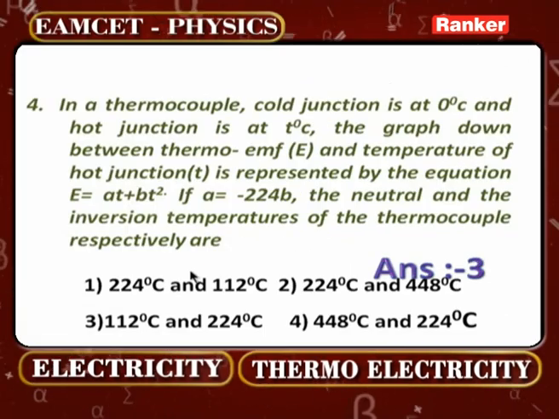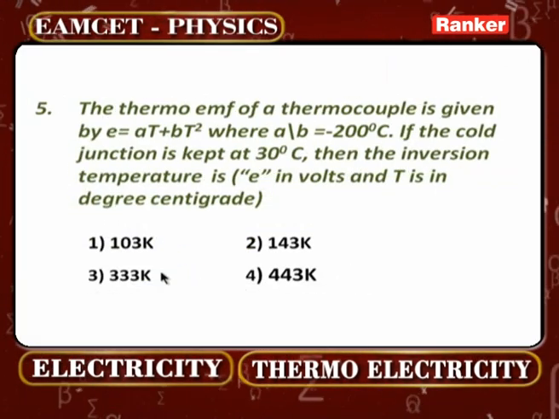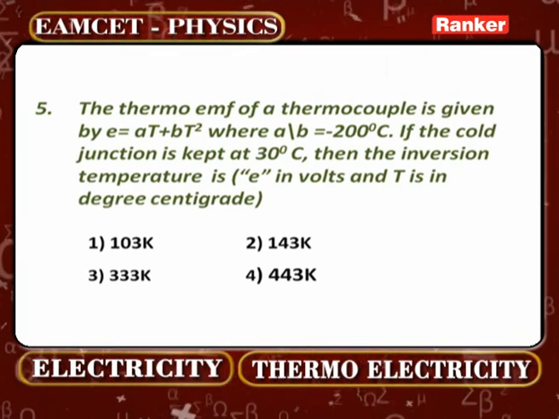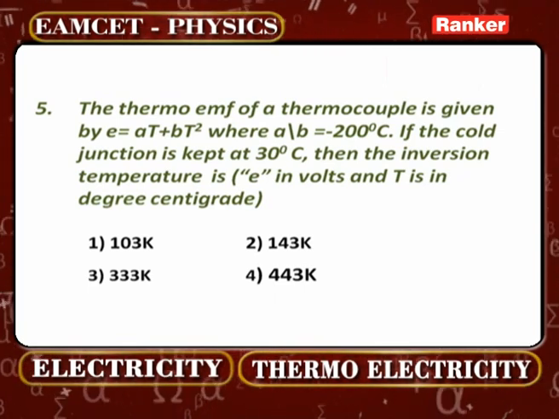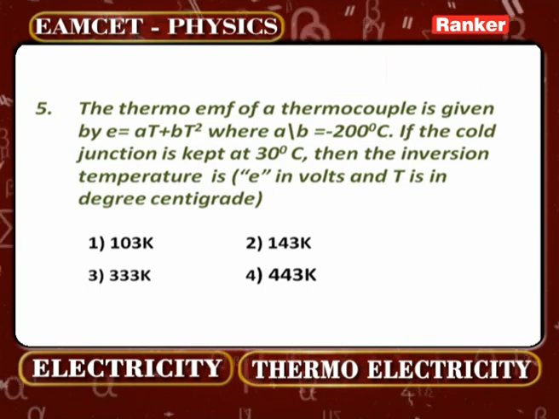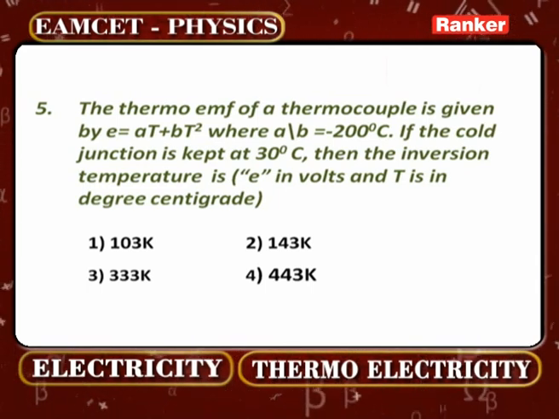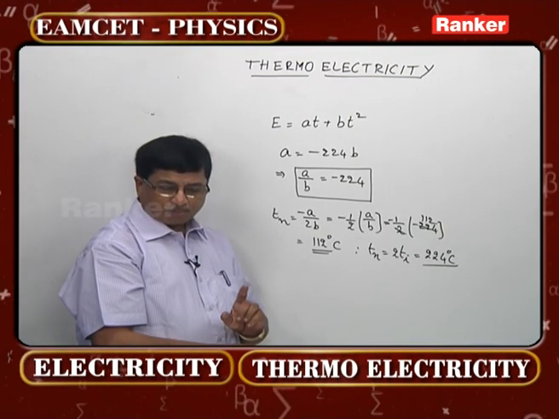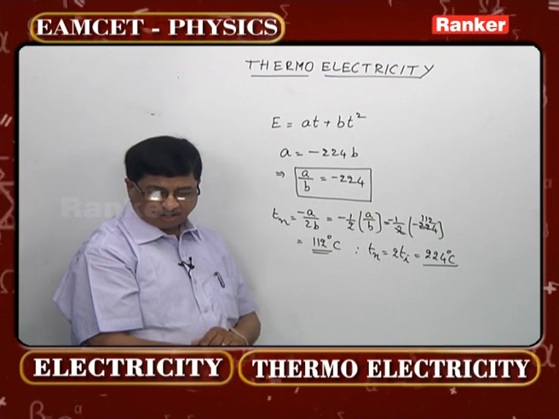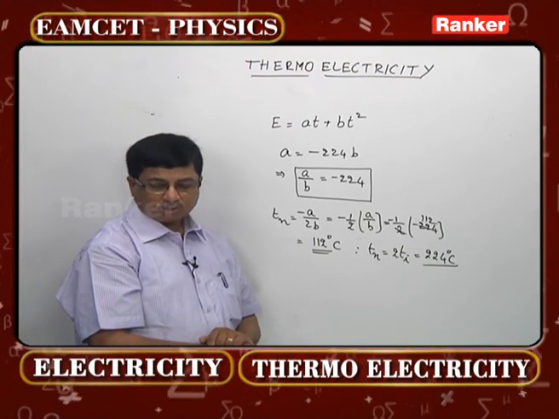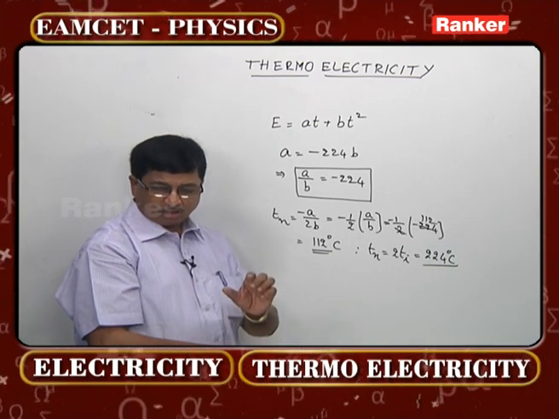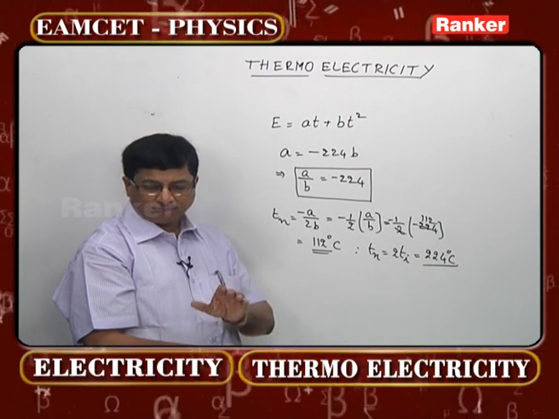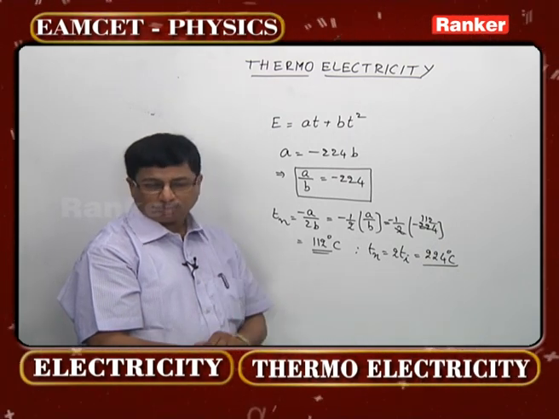Look at the next one, problem number 5. The thermo EMF of a thermocouple is given by E is equal to AT plus BT square, where A by B is minus 200 degrees centigrade. If the cold junction is kept at 30 degrees centigrade, then the inversion temperature is how much? But observe the problem carefully. The values are given in degrees centigrade, but the options are mentioned in Kelvin. So ultimately, after getting your answer in degrees centigrade, you have to convert that value into Kelvin, the absolute scale.